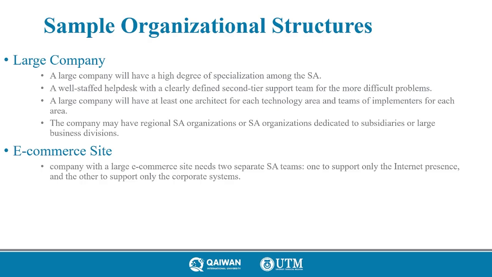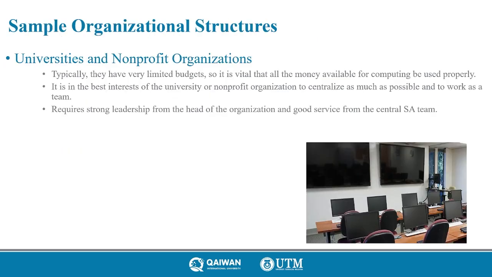E-commerce sites. A company with a large e-commerce site needs two separate SA teams. One to support only the internet presence, because after all, an e-commerce site's main job is internet presence. If they don't have internet, no one can reach their e-commerce website, and this means the shutdown of the business. And the other to support only the corporate systems, or let's say helping those users who use the computers and have a problem with the printer or something like that. So they will have two different teams.